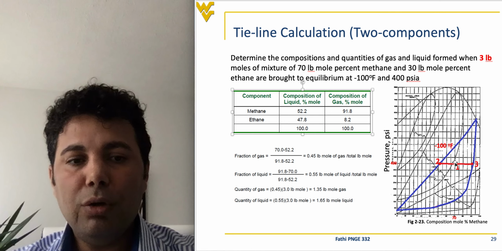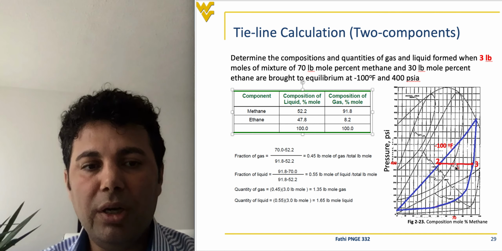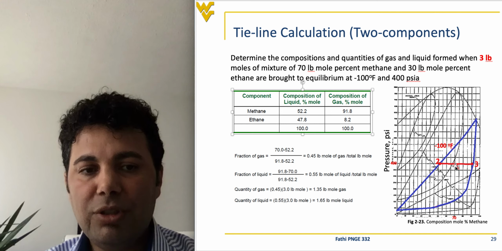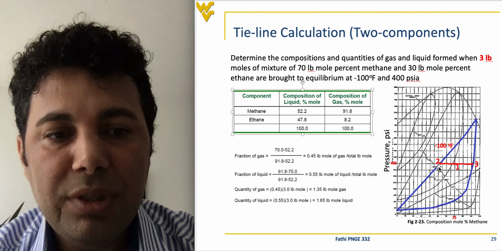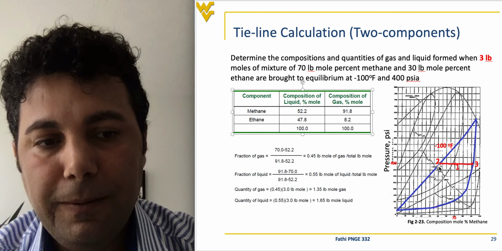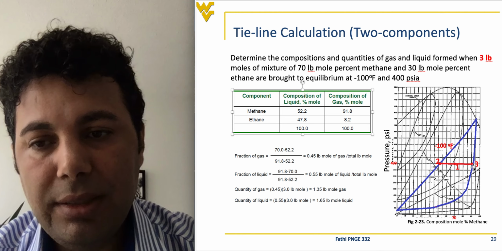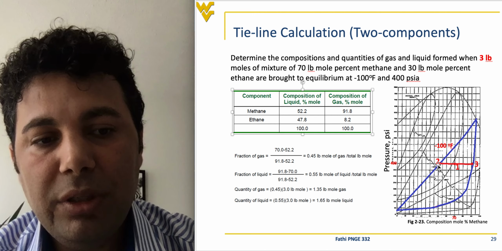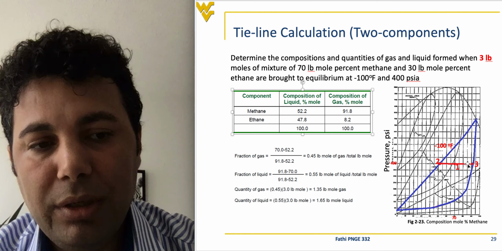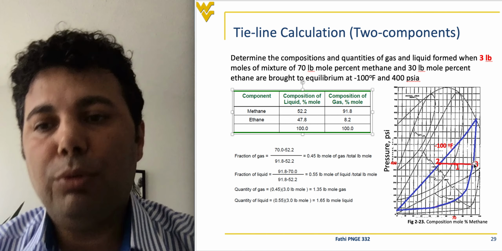Now I need to know how much of the mixture at this point 1 is gas and how much of that is liquid. I know at point 2 I have 100% liquid because that's a bubble point line. I know at point 3 I have 0% liquid because that's a dew point line. That's the last droplet of liquid converting to the gas. So here I have 0, here I have 100. How much do I have at point 1? It's simply the length of this part, 1-3, to the length of 2-3. I'm just using the proportionality.